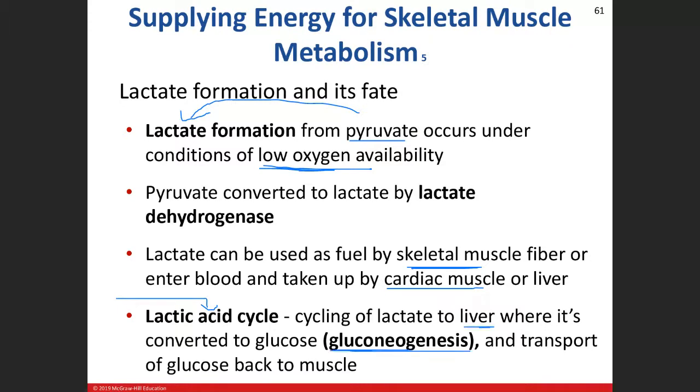I love gluconeogenesis. Gluconeogenesis is when we make glucose from non-carbohydrate sources. So fatty acids, we can actually convert. We can make sugar, glucose, from fatty acids. Lactate is another one of them. Pyruvate. It's really kind of a cool process.